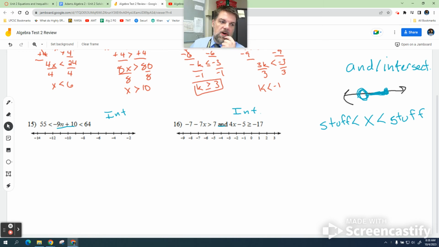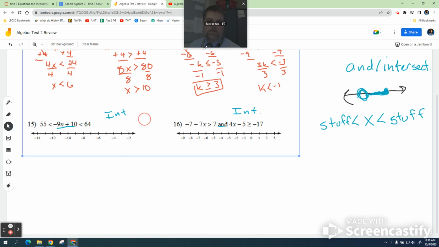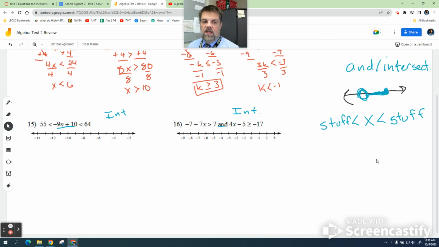All right, so for problem number 15, this is an intersection for sure. Remember I said last time, sometimes if it's written like this and you have a less than and a less than, that's a compound inequality. So this is kind of fun. You could do it all in one swoop, right? Instead of solving two inequalities, you could solve one compound together.